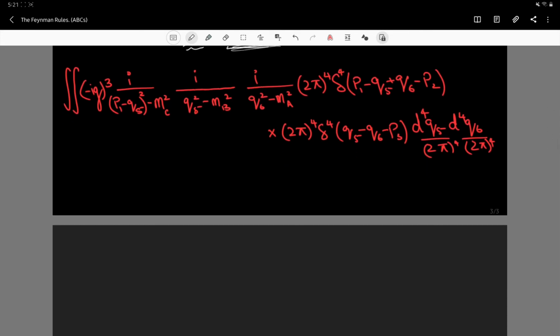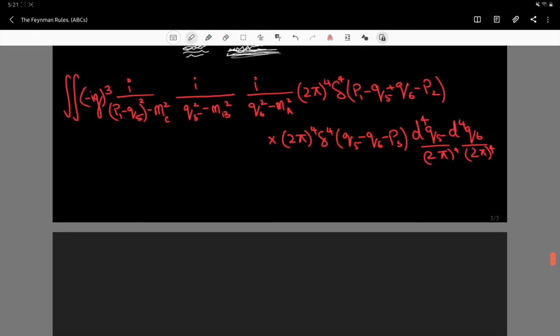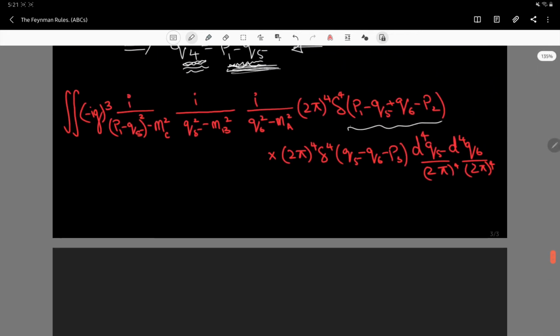Now our goal is to solve or to simplify this integral. How can I do that? Well, I can see that if I use this delta function, I can do the q6 integral as well, right? How can I do it? Well, if I use this thing that I just underlined, let me just write it over here.